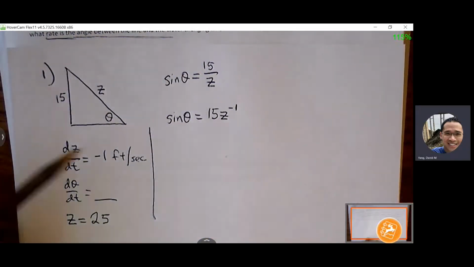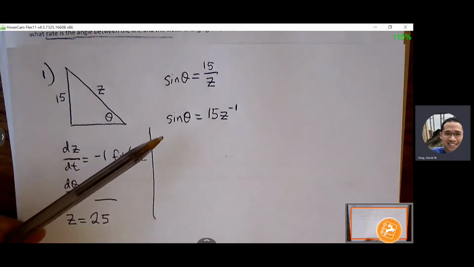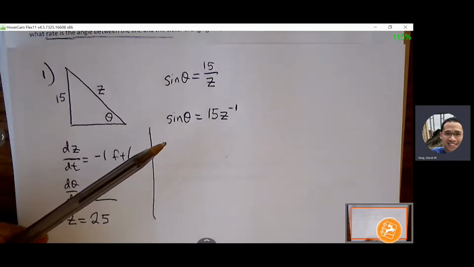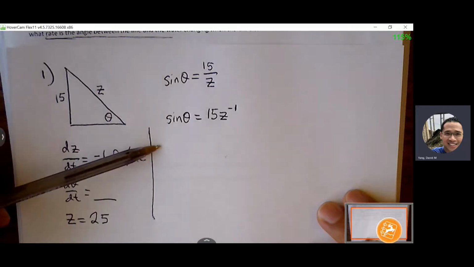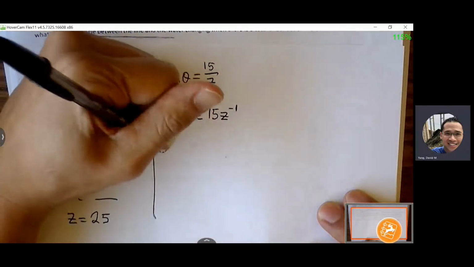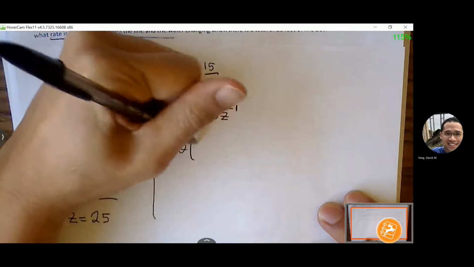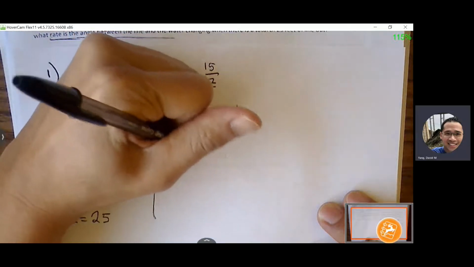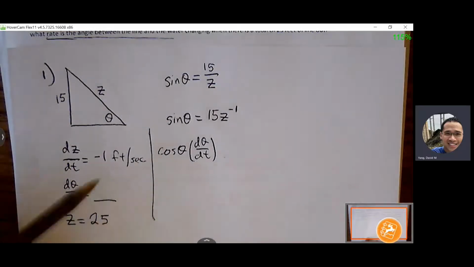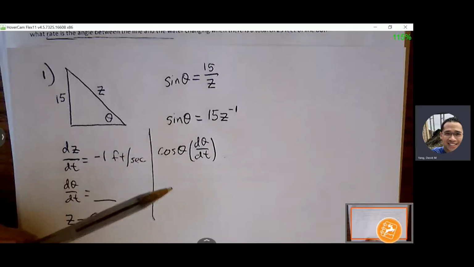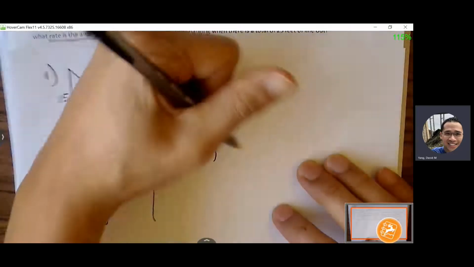Okay, we're ready for our derivative. Remember, related rates, right? So there's always a time component that's going to show up for every derivative. Sine theta becomes, right, just like with Pythagorean theorem, x squared became 2x dx dt. Same thing here. Sine theta becomes cosine theta d theta dt.